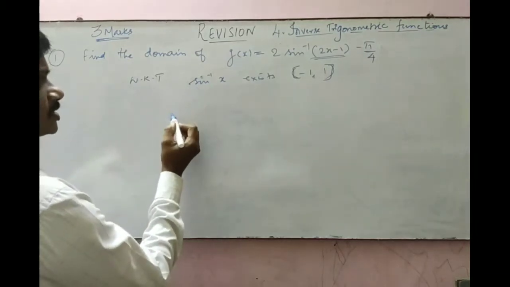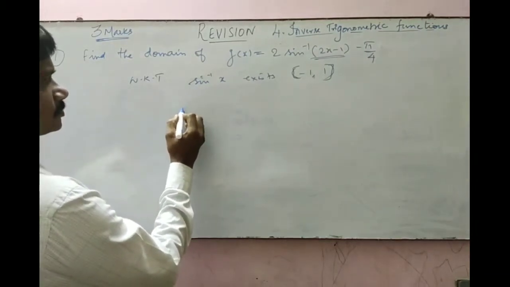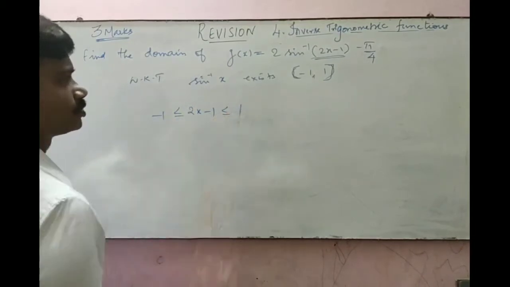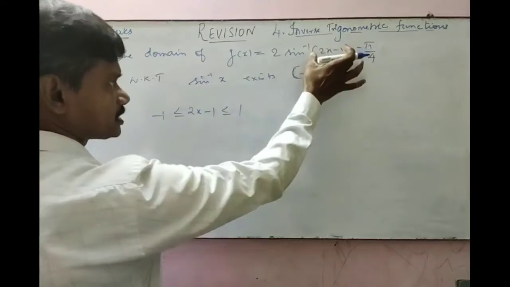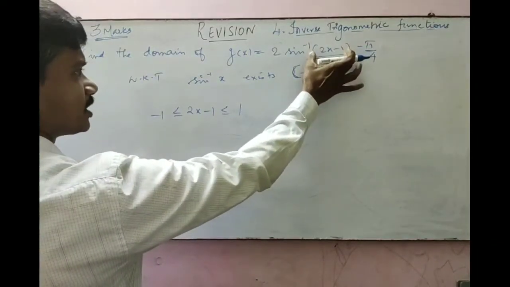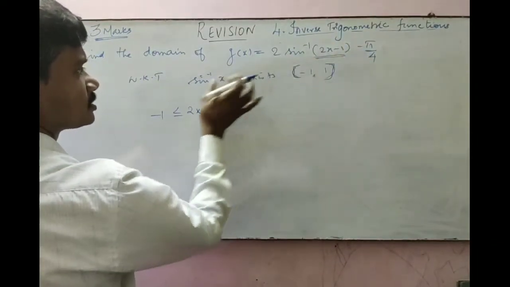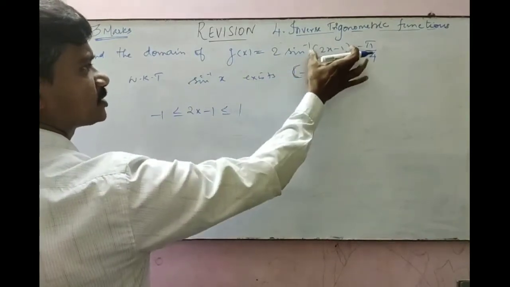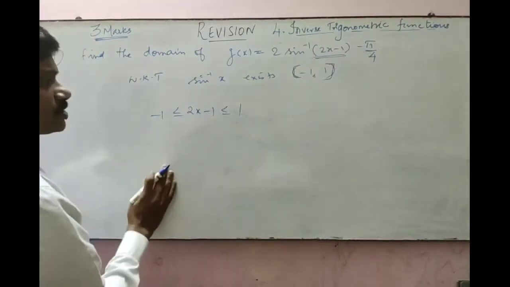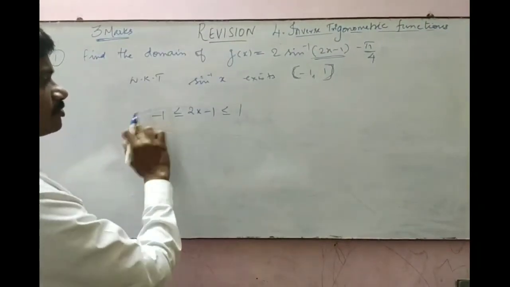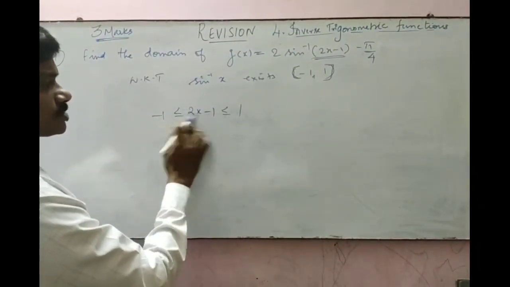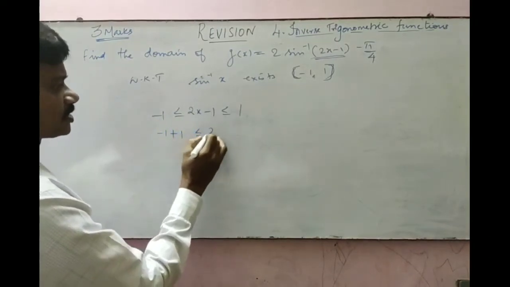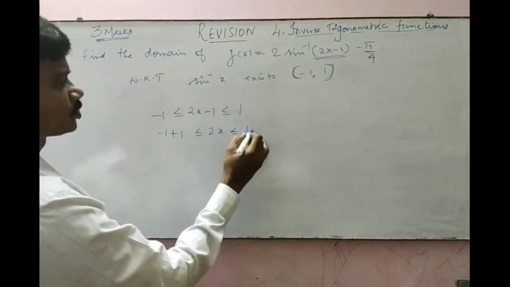So I am going to consider this 2x minus 1 is less than or equal to minus 1 to plus 1. I am going to take this x, that is 2x minus 1. Here, sin inverse of x lies between minus 1 and plus 1. In this place x is 2x minus 1. So I am going to check with this 2x minus 1. First I am going to transpose this minus 1 to the left and right side. Minus 1 plus 1 less than or equal to 2x less than or equal to 1 plus 1.